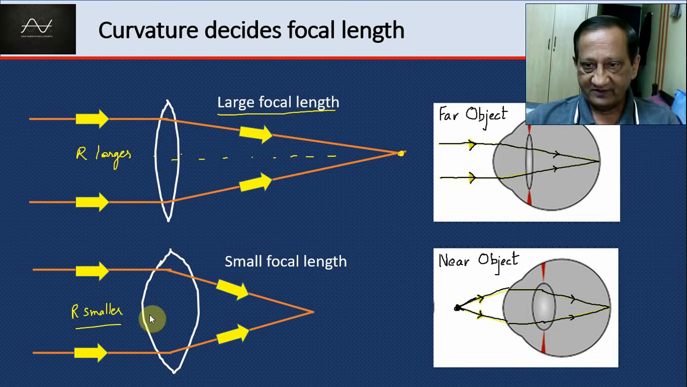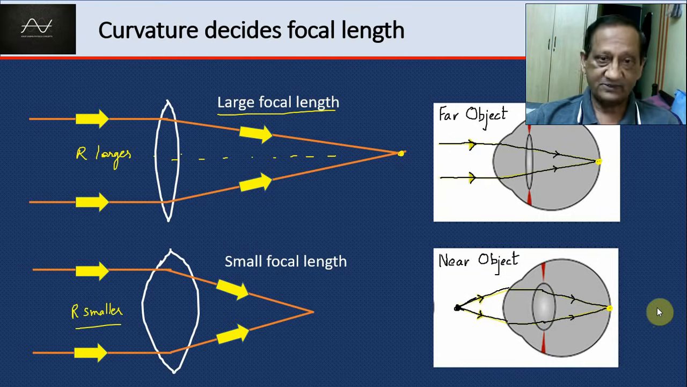So here in this picture, for a far object, the lens is like this, the ciliary muscles are relaxed. The image has to be created at the retina, there is no compromise on that. But if it is a near object, the lens shape must change in order to create the image at this point. So that is called the power of accommodation, and the function is performed by the ciliary muscles.